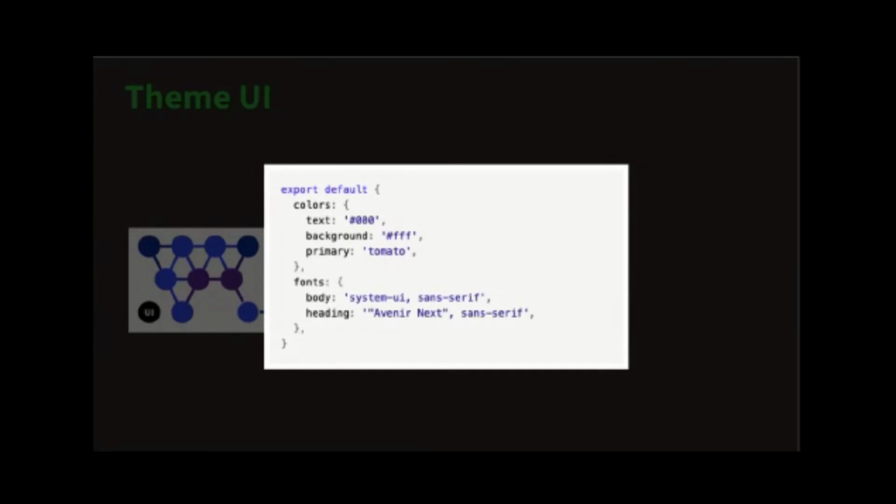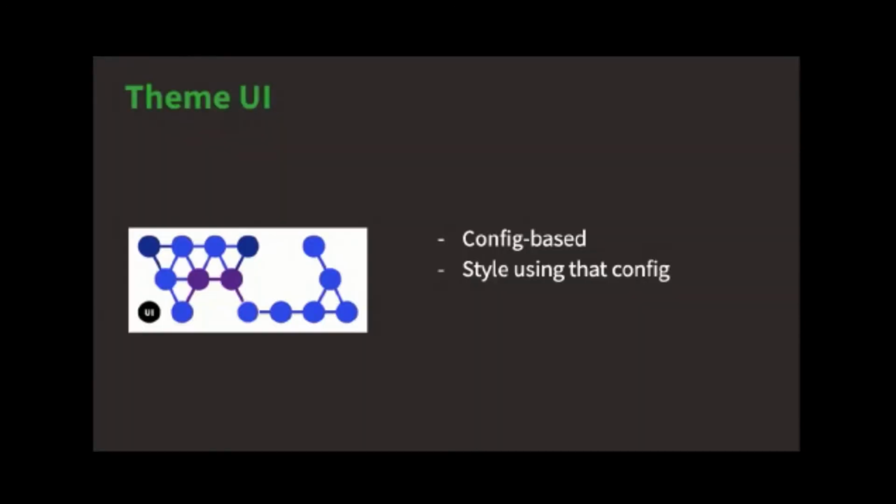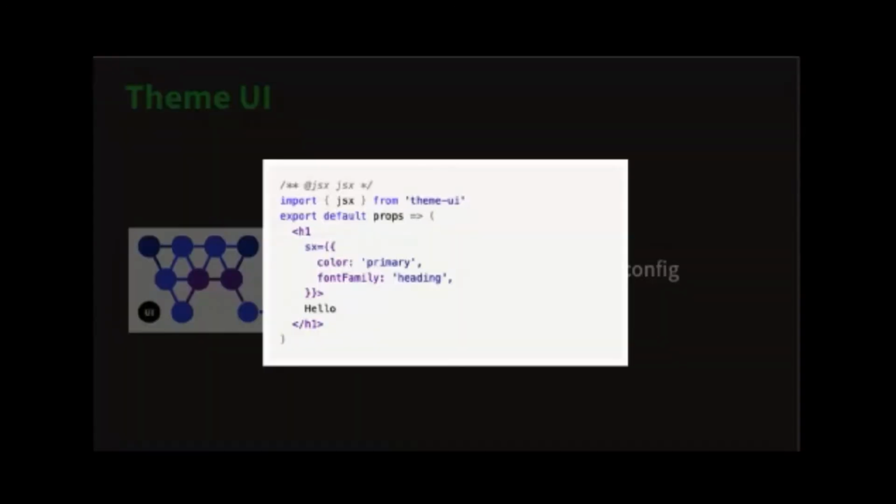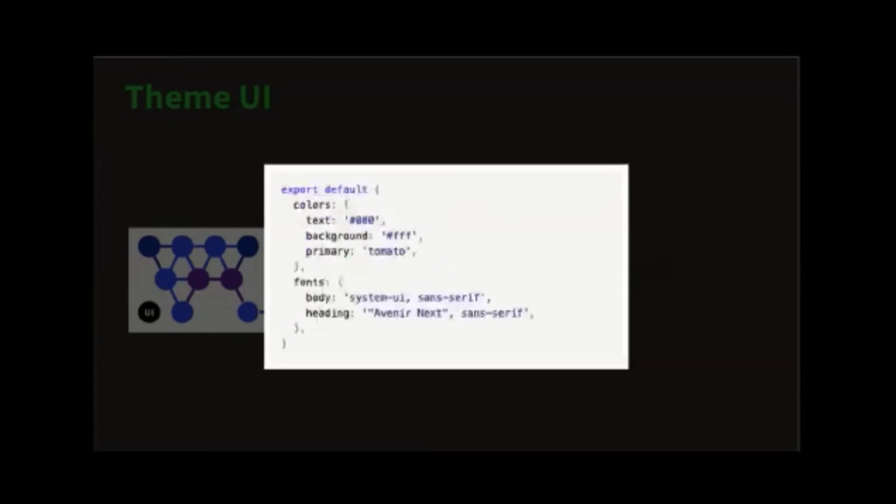And the reason that's important is, well, let's jump into the next part of this. I don't want to jump ahead. So basically, you can style your project using those config values. So here's an example of the styling in use. So you see here, in the SX prop, the color and the font family of this H1 are being set to properties that were defined in that config file. So we're setting color to primary and font family to heading. So if I go back to this file, you can see there's a color called primary, which is set to tomato, and a font family called heading. So it's going to apply those styles to that React component over there.